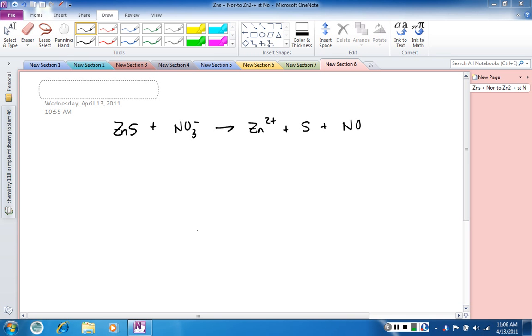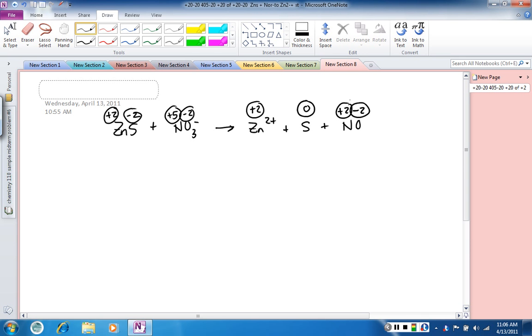Next step, assign oxidation numbers. Sulfur is -2. It's much like oxygen, so zinc is +2. O is -2. We have 3 -2, so we have -6 coming from O. We have 1, -1 overall, so N's got to be +5. Zinc is +2. It's by itself an ion, so it's +2. Sulfur is by itself. It's not an ion, so it's 0. O -2. N +2.